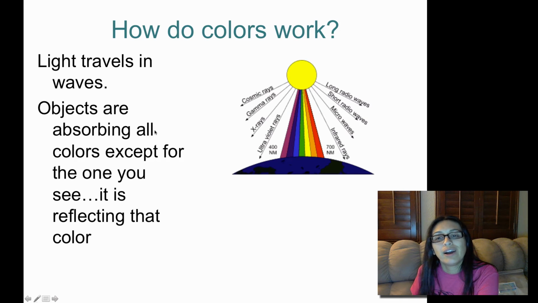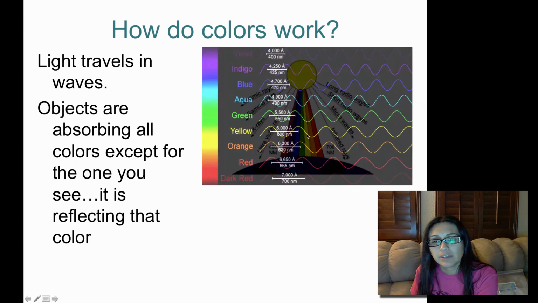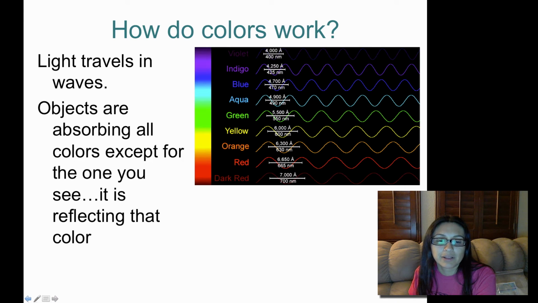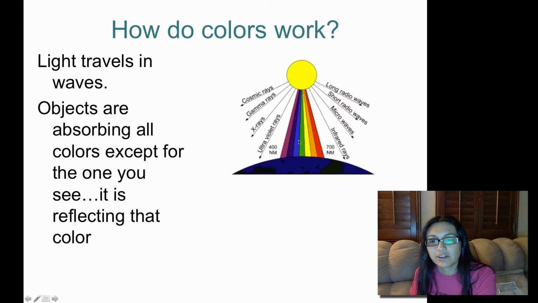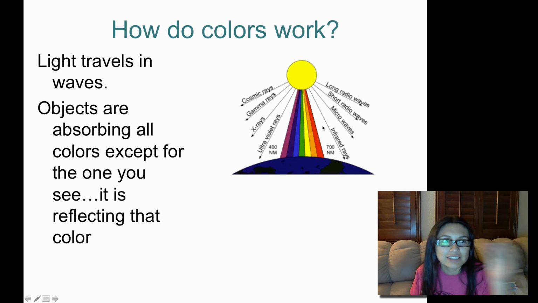So one thing to remember is that light travels in waves. So here we see a picture of the sun. The visible spectrum from here to here, those are the rays from the sun that we can actually see. Everything outside of that, the human eye can't see, but they're there. They're all around us. So cosmic rays, gamma rays, X-rays, ultraviolet rays, infrared, microwaves, shortwaves, long waves, they're all there. Our eyes just can't pick it up. Our eyes can only see this part of the spectrum. We call that the visible spectrum.